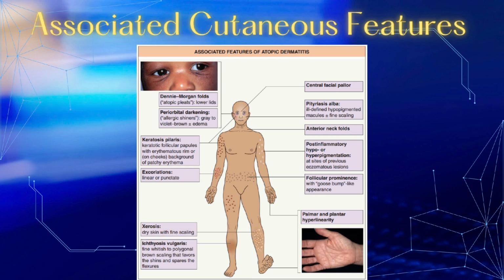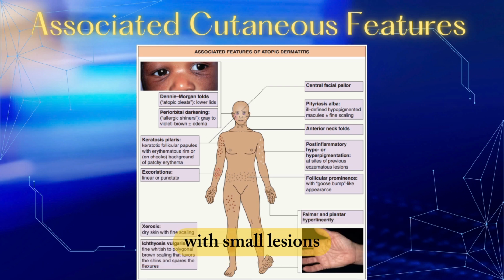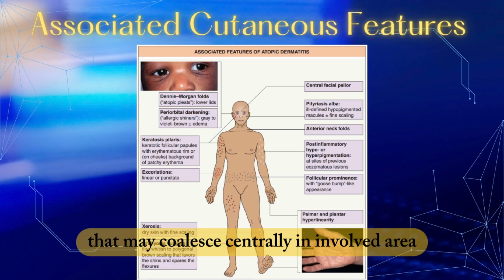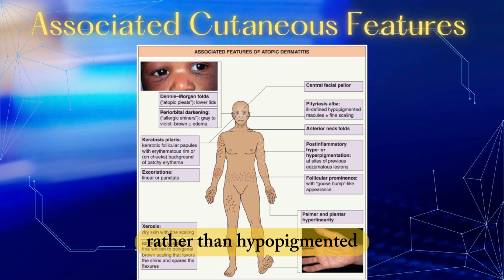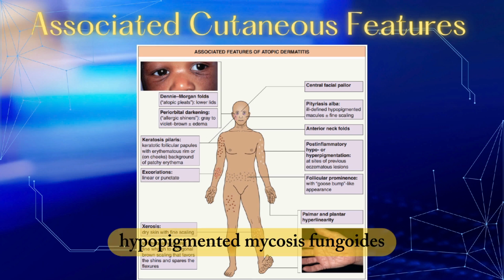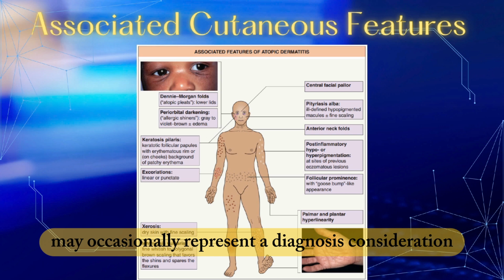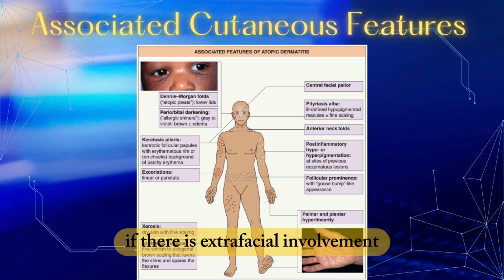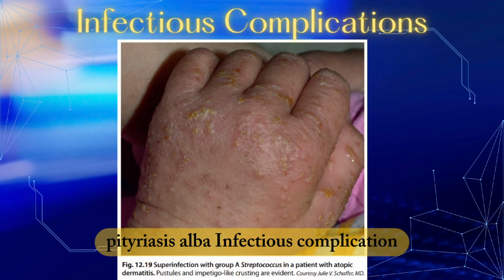lichenoides chronica. Tinea versicolor is typically more subtly demarcated, with small lesions that may coalesce centrally in an affected area, and vitiligo is also subtly demarcated and depigmented rather than hypopigmented. Hypopigmented mycosis fungoides may occasionally present a diagnostic consideration if there is extrafacial involvement. Regular use of sunscreen and other forms of photoprotection may minimize the appearance of pityriasis alba.